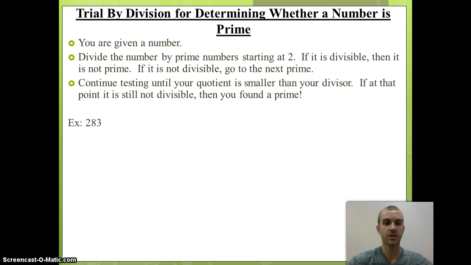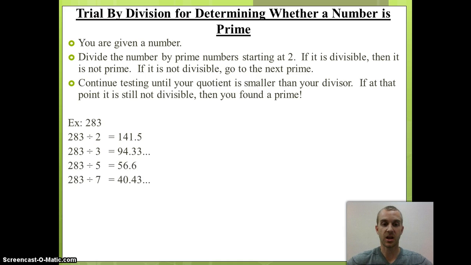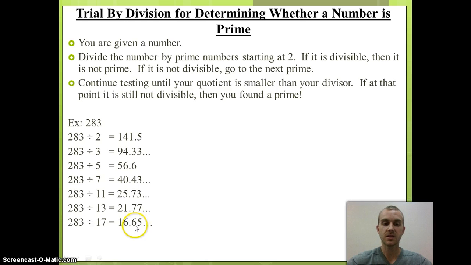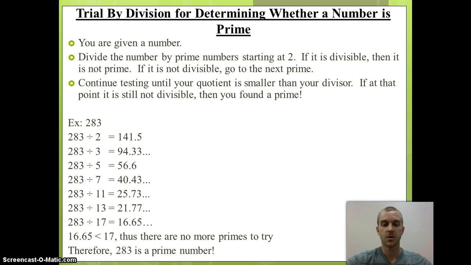So say 283. 283 divided by 2, not divisible. I try 3, not divisible. I try 5, that's not divisible. Try 7, it's not divisible. Go to 11, go to 13, and then I go to 17. Well, what I notice at 17, it's still not divisible, but now my quotient is smaller than my divisor. That means there's no more values I need to try. So 283 is a prime number.